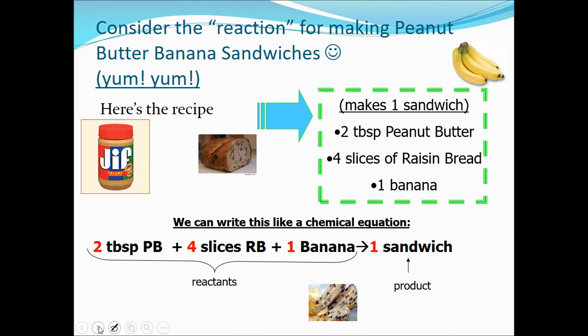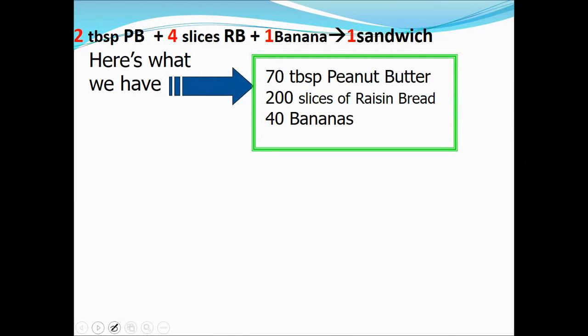So I'm going to take this recipe and I'm going to talk you through a calculation, if you will, that would be very similar to the kinds of calculations we will do in class to figure out which reactant is our limiting reactant. So let's continue with that train of thought. So here's my recipe again: 2 tablespoons of peanut butter, 4 slices of raisin bread, 1 banana yields 1 sandwich. So let's say we're going to have a little get together, and so I go out to the grocery store and I purchase my reactants. I purchased my ingredients.